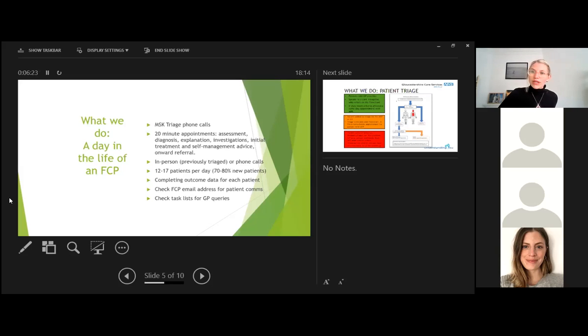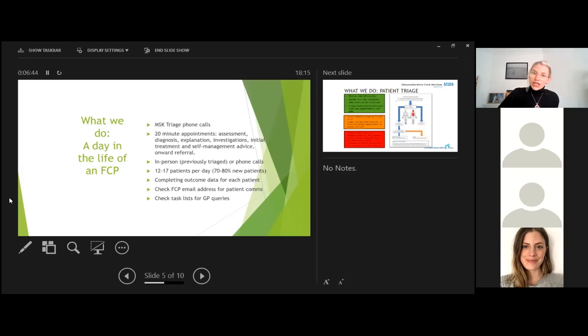So that's happening in most consultations. Sometimes there's a little bit more of one thing, so a little bit more self-management advice, a little bit more investigation, a little bit less self-management advice, just depending on the condition and the evolution of that condition at that stage. But most patients are getting all of that in their appointment.